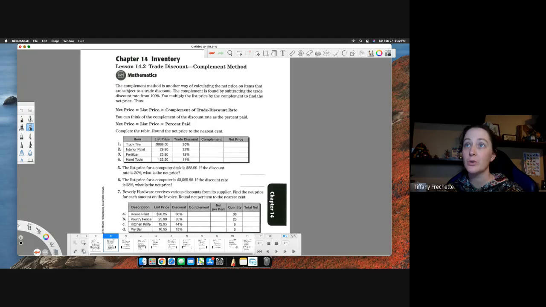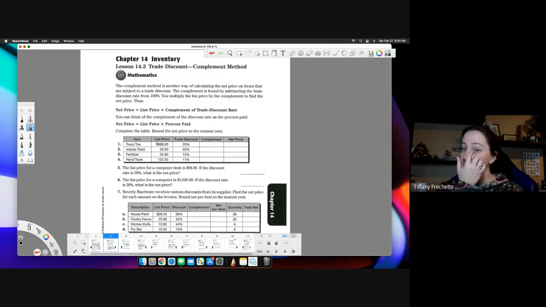This is called Inventory. We're in Lesson 14.2, which is called Trade Discount Complement Method. So we just did 14.1, which was trade discounts. So just calculating them, not necessarily a longer way, but you calculate the discount and then subtract it from the selling price or the list price to get your amount that you're going to pay. In this one, we're going to learn a little bit of a shortcut.